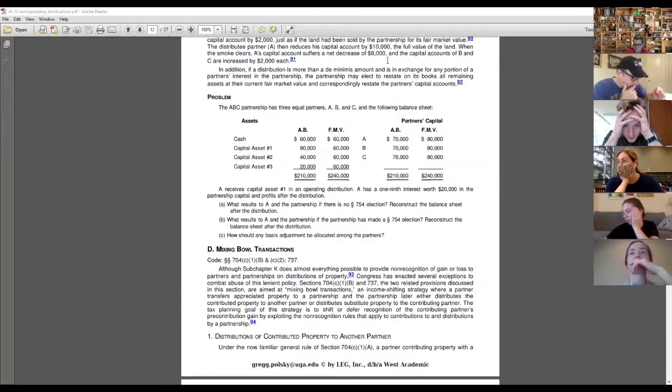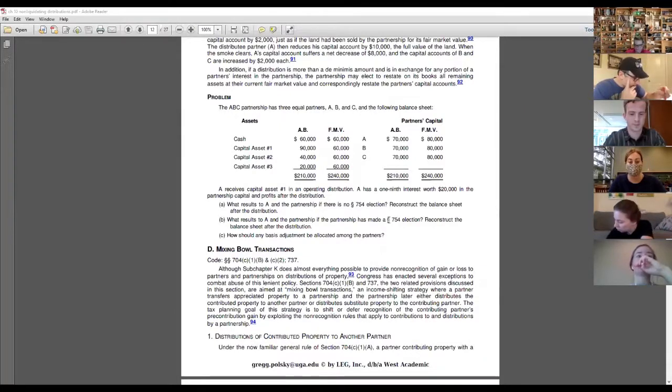Okay, questions on that? So again, let's step back. What did we do? If you have a distribution of property or cash, then it's an operating distribution, so the distributee remains a partner. Then the rules are the distributee recognizes gain if the distributee receives cash in excess of outside basis. If the distributee partner receives property, then the basis of that property is determined under 732. Generally a carryover basis, but we have that 732(a)(2) cap. And then we have correlative adjustments to the outside basis under section 733.